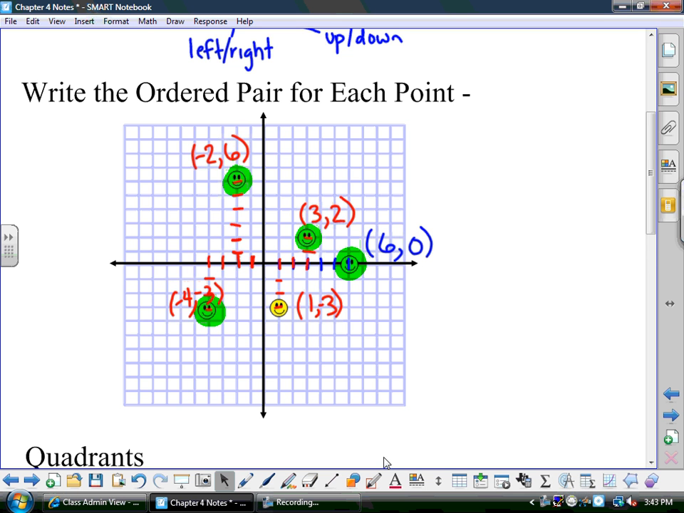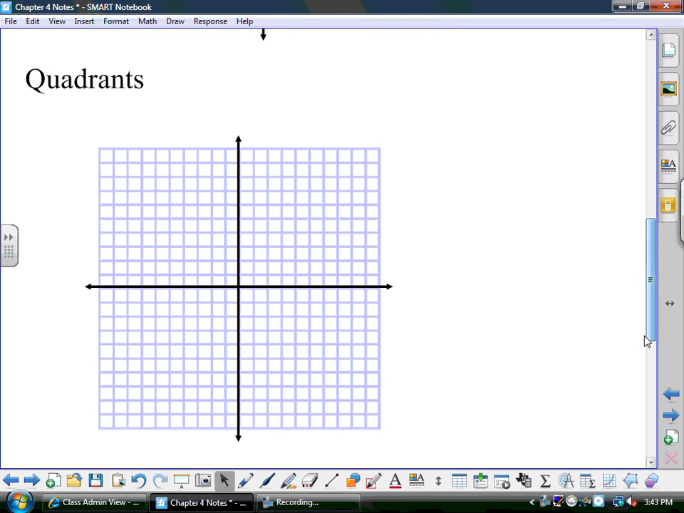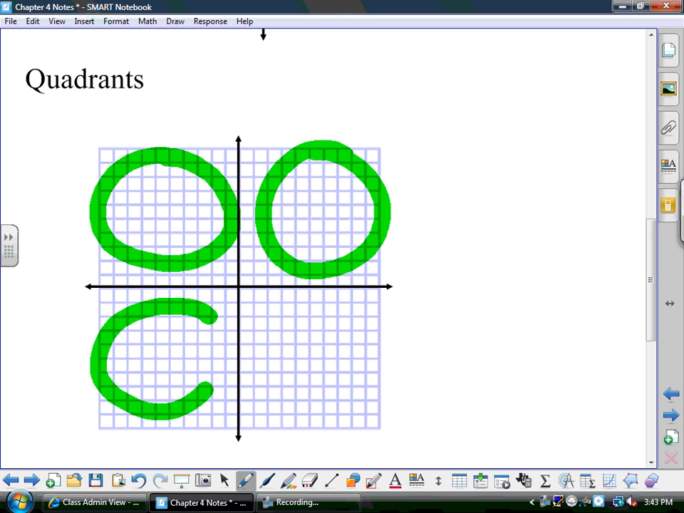The coordinate plane is also split up into 4 quadrants. So if I have a coordinate plane, there are 4 big sections that are created. There's one section here, one here, one here, and one here. And those 4 sections are called quadrants.